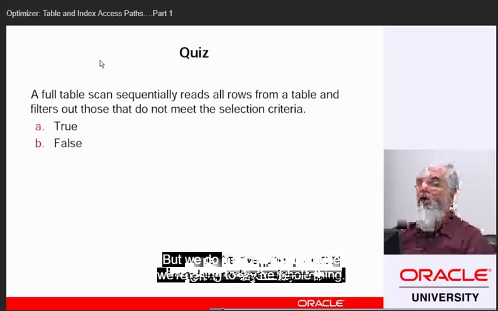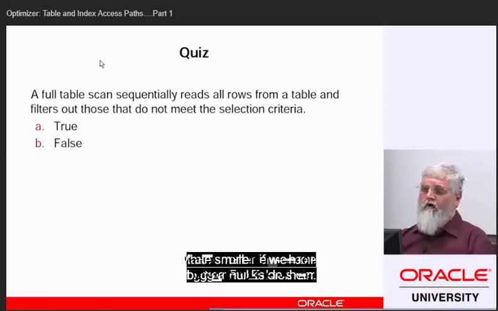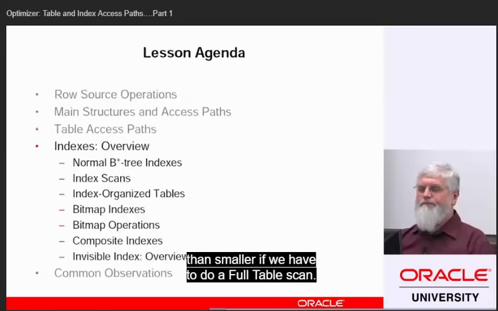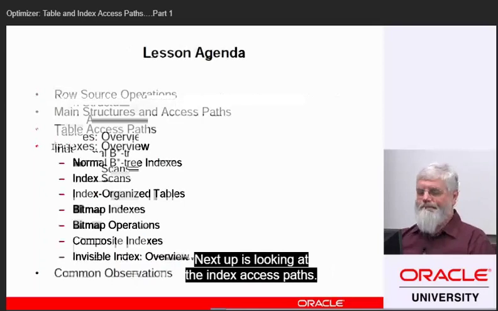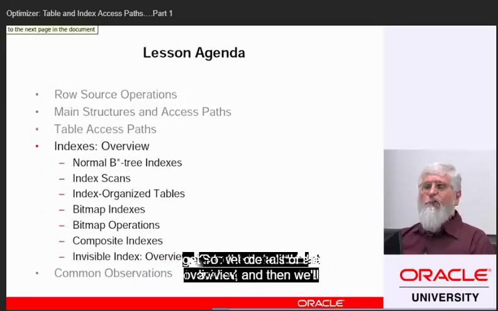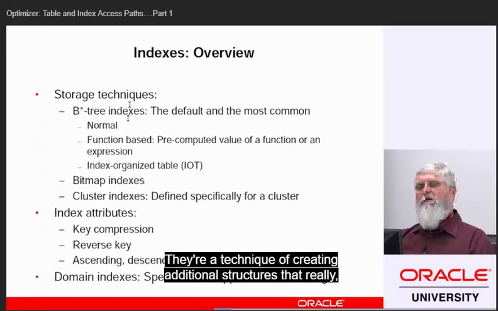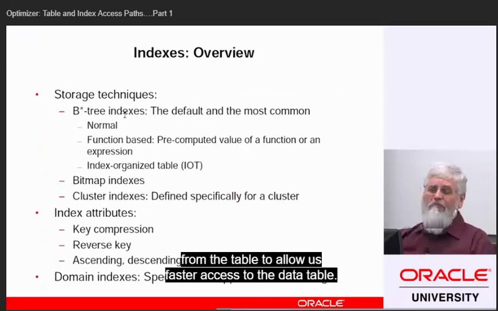Next up is looking at the index access paths. So we'll do a little overview and then we'll get into the details of the individual access paths. Indexes are a technique of creating additional structures that, in a lot of cases, store a subset of the data from the table to allow us faster access to the data table. The most common ones are called balanced tree indexes. They're the default and most common.